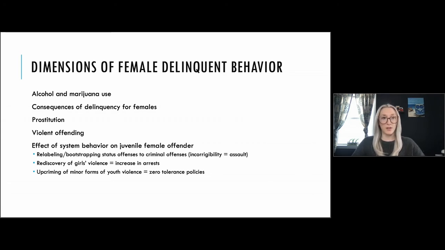So again, we are focusing a lot on male offending, and female offenders were just not being looked at as much. Also, it wasn't believed that a female would engage in fights or in carrying drugs, delivering drugs, that they're females, that we need to protect them. They're not going to engage in these types of behaviors, until we realize that no, they do. We learned in our gang chapter that sometimes female gang offenders are actually more violent than males. Then we have this idea of upcriming for minor forms of youth violence, which is specifically related to your zero tolerance policies. So especially in schools where you have zero tolerance for fighting and other activities that are considered delinquent, the officer has no choice but to arrest.